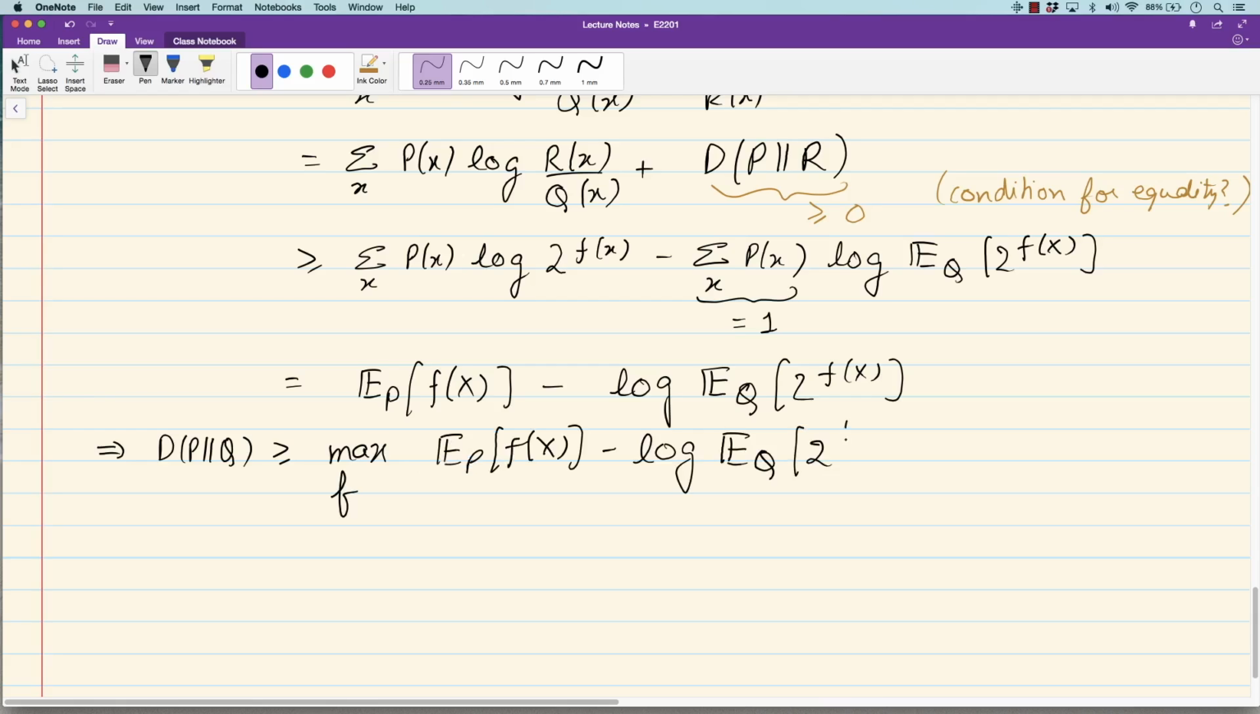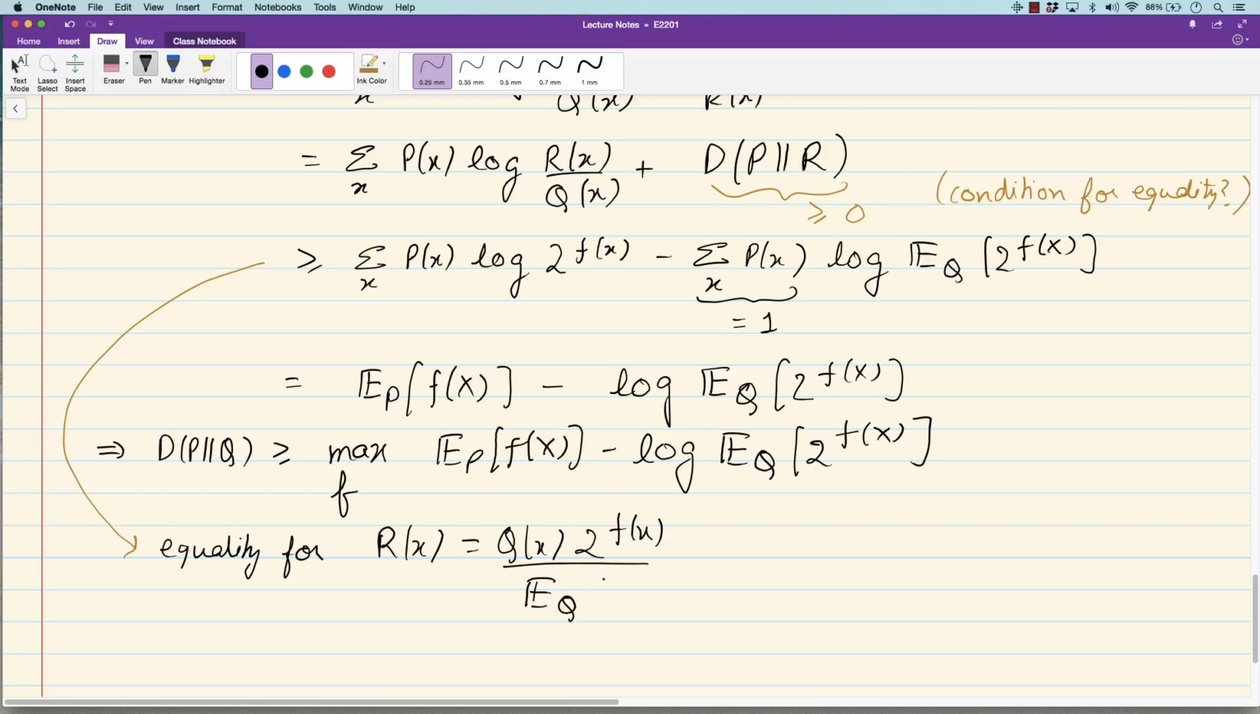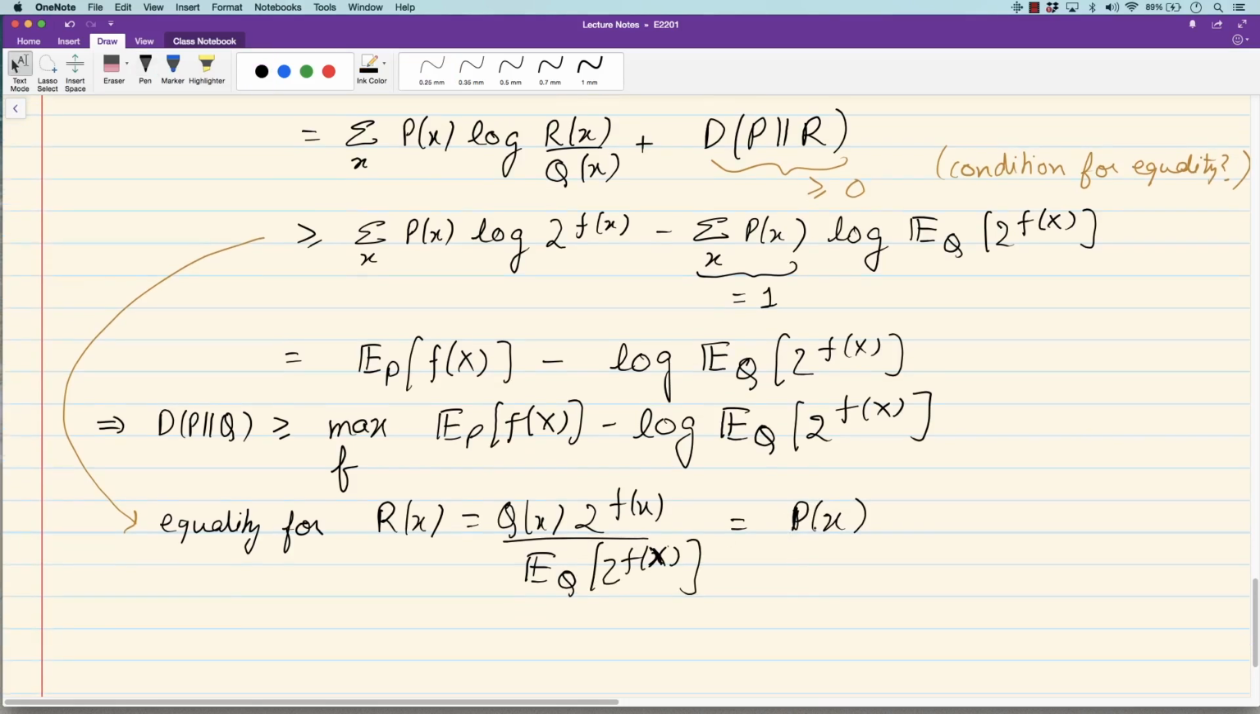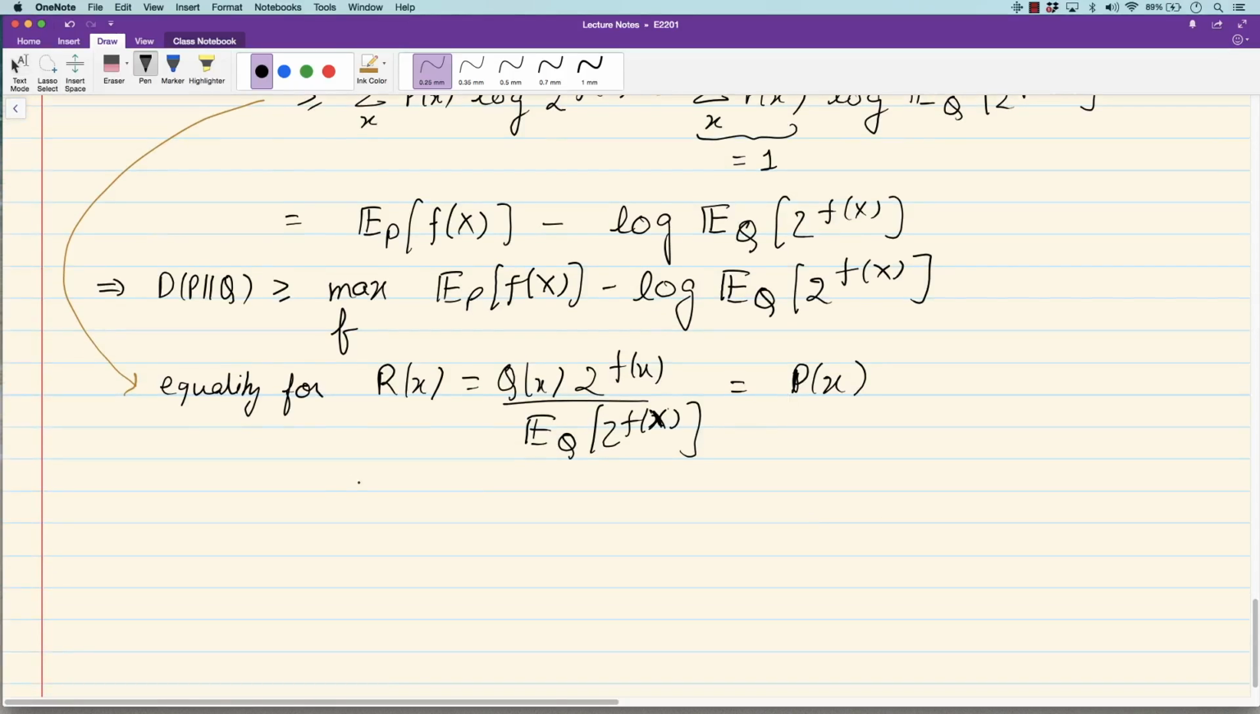And in fact we can find the f for which equality is attained. That particular f is where dpr is 0, so equality in this inequality here holds for f such that rx equals qx 2 to the power fx by expected value under q of 2 to the power fx equals px. Okay, so this actually can happen.